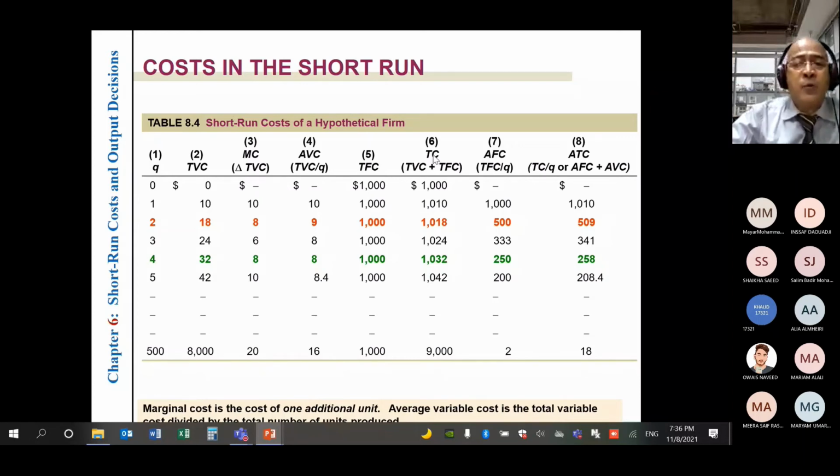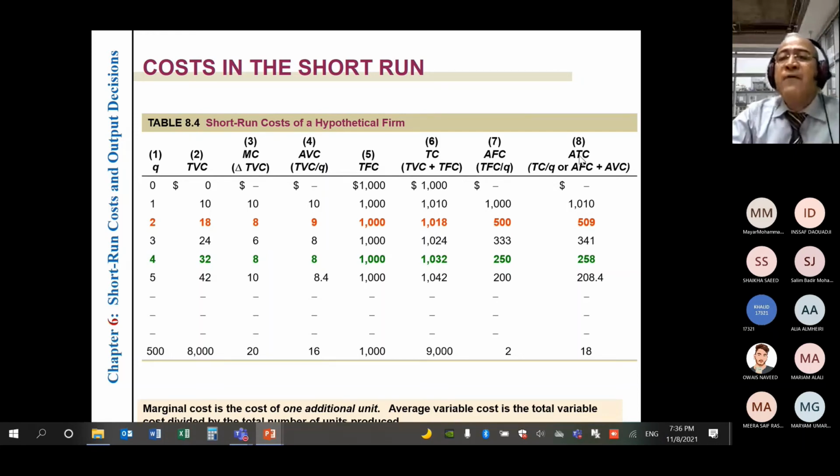What is total cost? Total cost equals total variable cost plus total fixed cost. So at 2 units, total fixed cost 1,000 plus total variable cost 18. So total cost will be 1,018. What is average fixed cost? Average fixed cost equals total fixed cost 1,000 divided by output 2. So 1,000 divided by 2 equals 500.